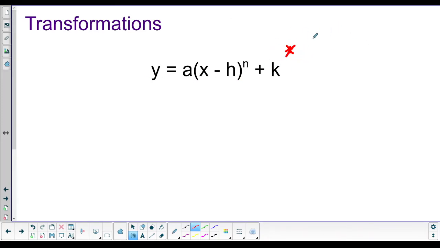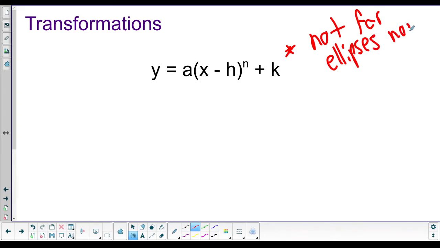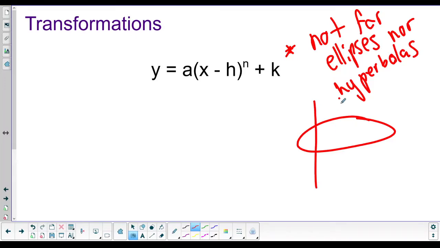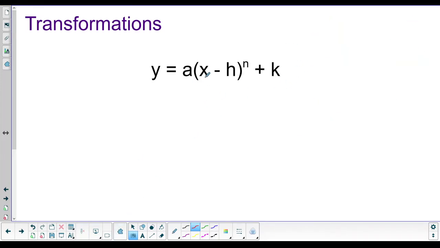This equation is not for ellipses nor hyperbolas. Okay. Because these two things are a little weird because they're not functions. If you graph them, ellipses are like that and they don't pass our vertical line test. So it's not a function. So it doesn't really make sense to write them in this format. So what I'm about to tell you is not 100% true for these two things, but it's good enough for Unit 2.